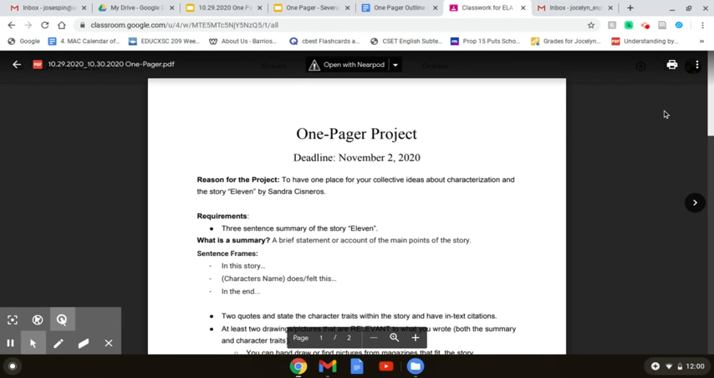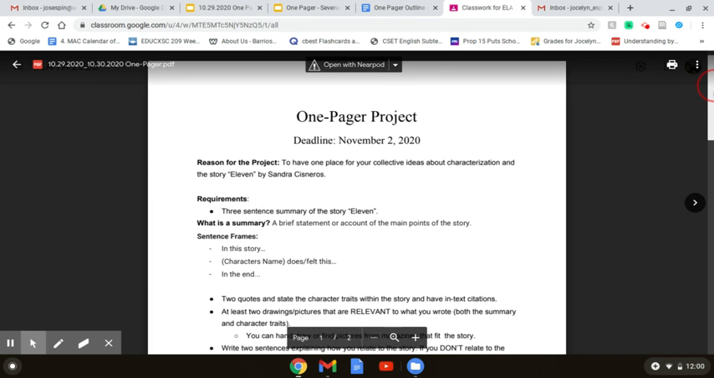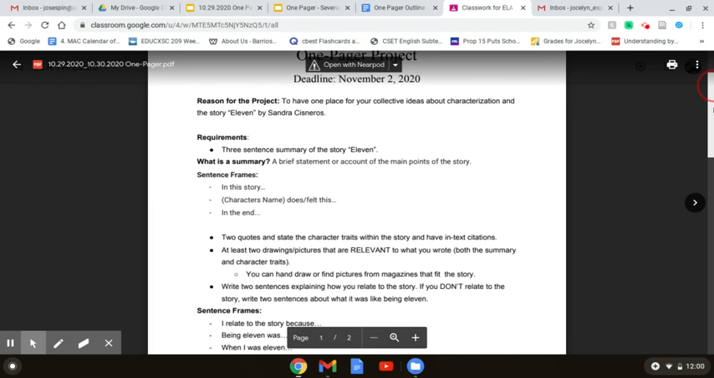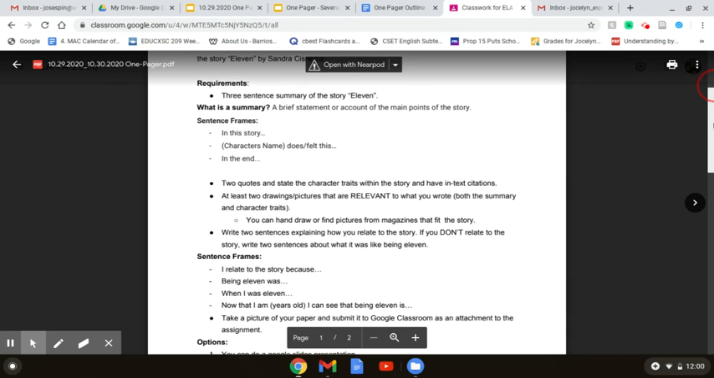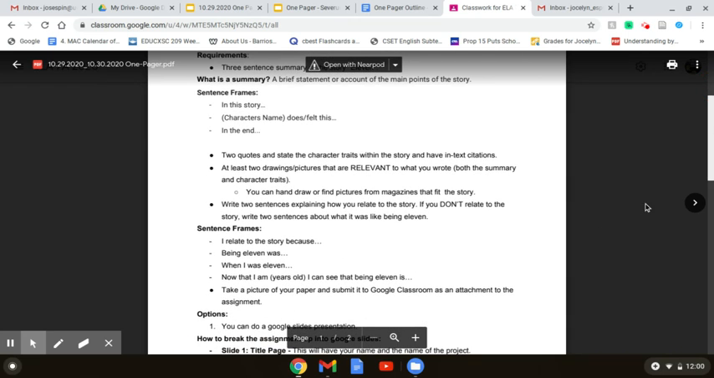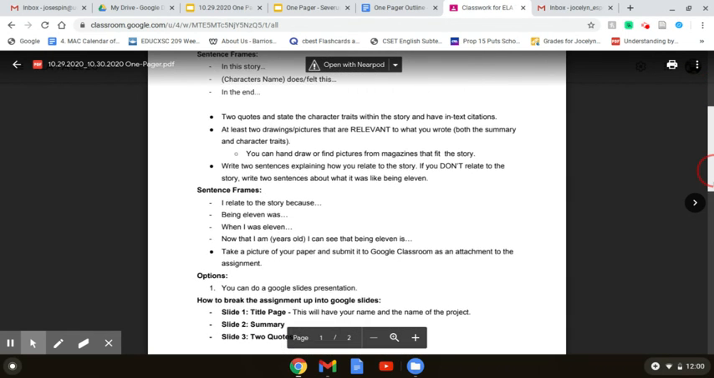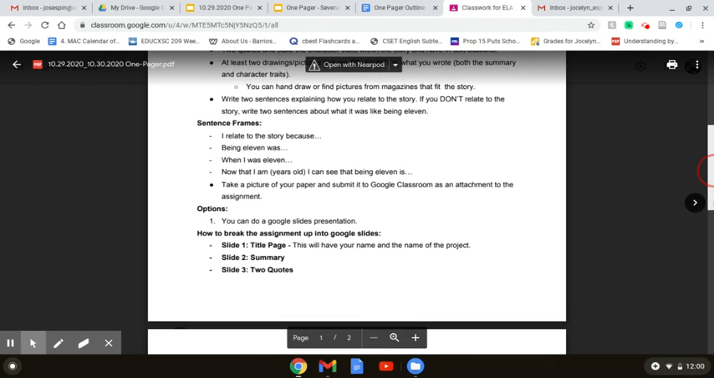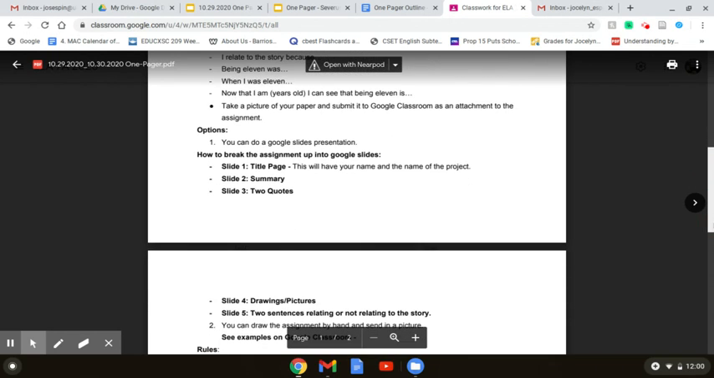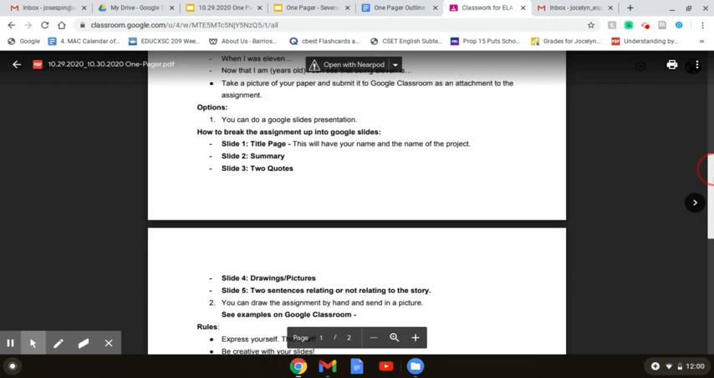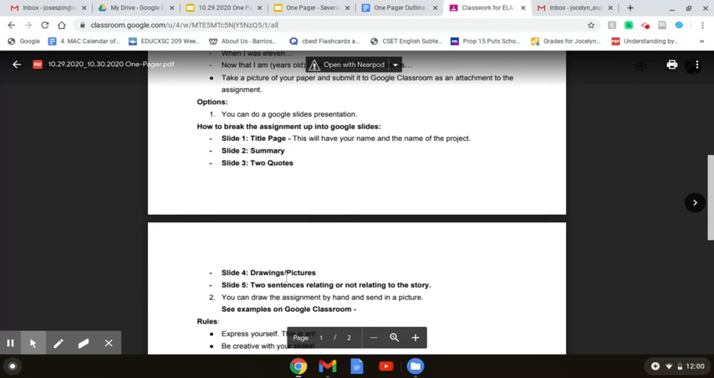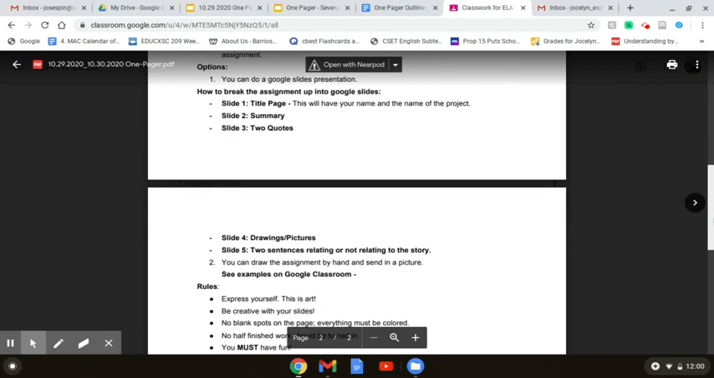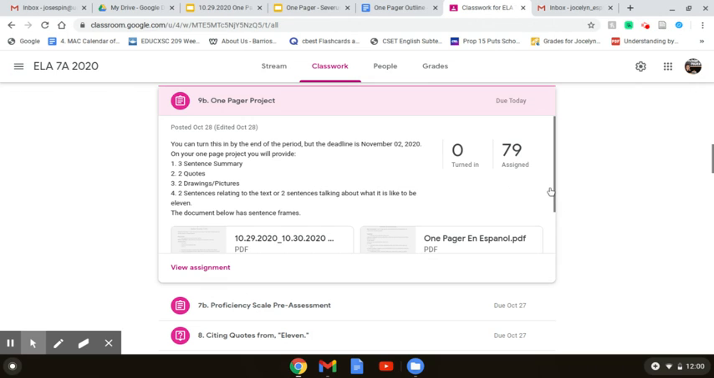On Google Classroom, you see the instructions on the one-pager, more detailed about what we discussed in class. You have sentence frames, and you have definitions explaining what a couple of the questions asked are doing. You will have 2 options. You can either make a Google Slide, and here is broken down what the slides can be titled and what they will look like. You can also draw the assignment and send a picture once you're all done with that. And I have a picture example also on number 9.